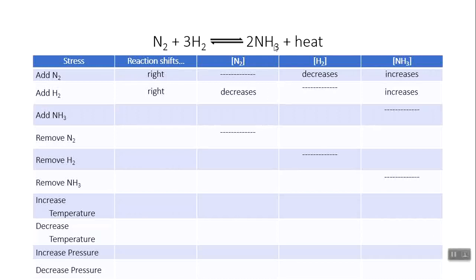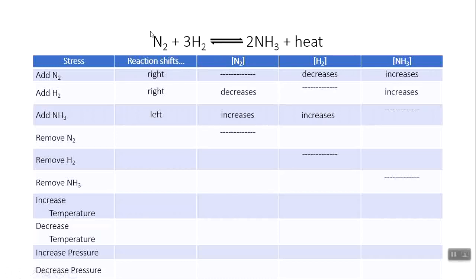Now, what if we add ammonia? If we add more product, so again, this is the heavier side, right? Which way will the reaction shift? It'll shift left. And so imagine that there's an arrow pointing to the left towards the reactants. That means all the reactants increase while the products decrease.